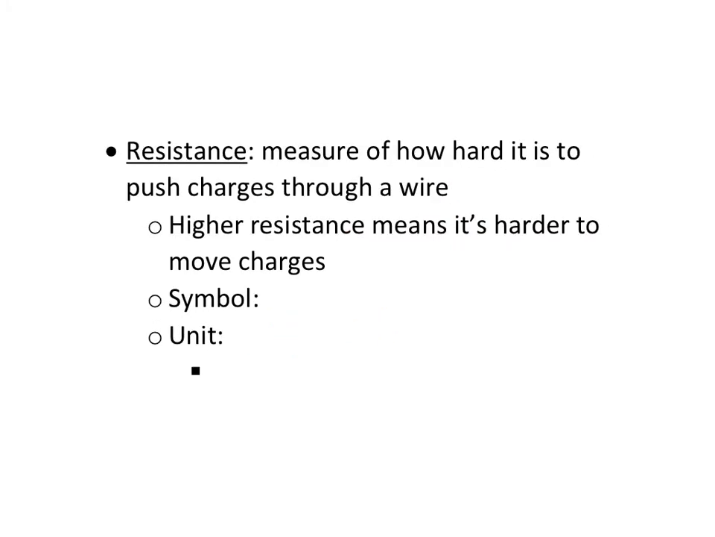The last thing we want to look at for Ohm's law would be resistance. This is a measure of how hard it is for charges to go through a wire. A higher resistance means it's going to be harder to move charges. The symbol for resistance is a capital R, and the unit is an ohm, or ohms. The symbol for ohms is a capital Greek letter omega. If you need practice drawing that, it kind of looks like a horseshoe. That was actually a bad one. Omega.